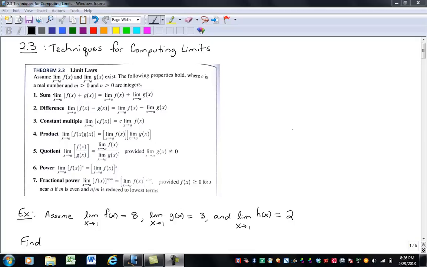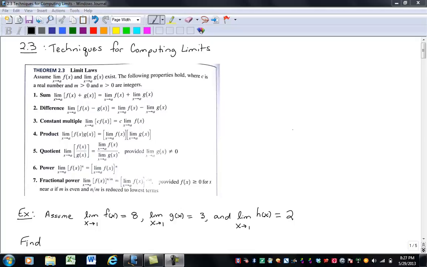The first one is the sum property. It says, fancy, the limit of a sum is the sum of the limits. But what that means is if I take a limit as x approaches a of f plus g, I can break that limit up, and I can take the limit of the first thing and add the limit of the second thing. And the nice thing about these is it's pretty much everything.